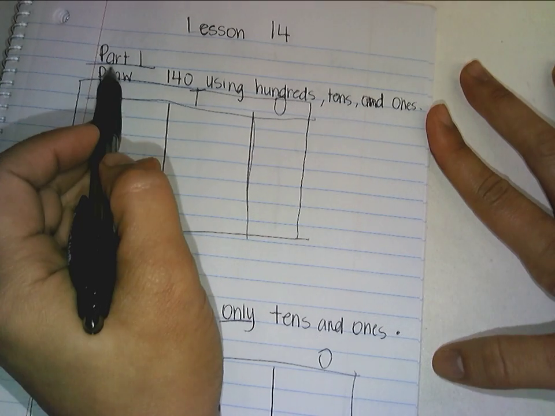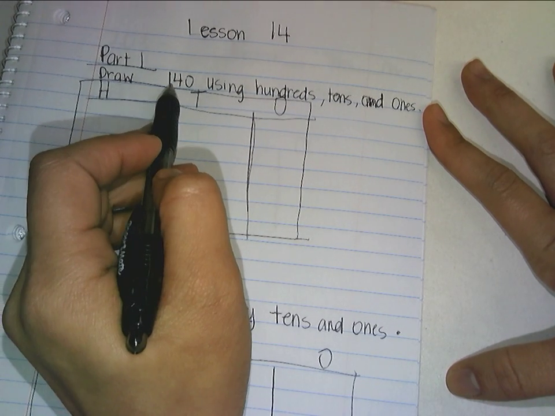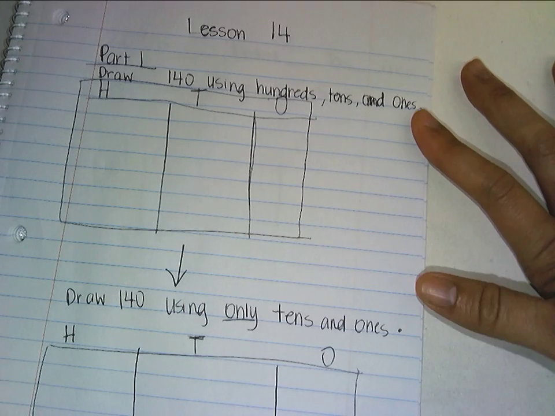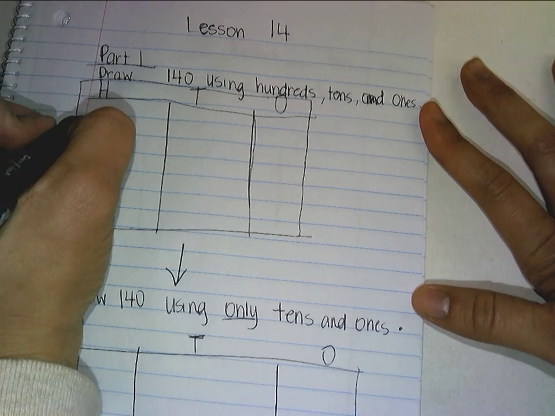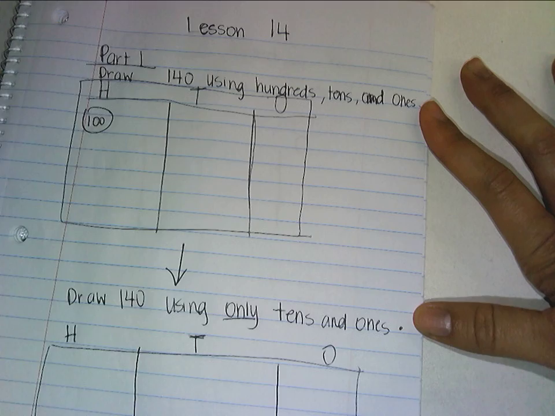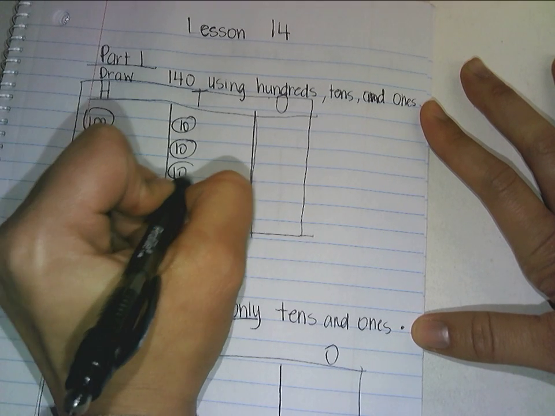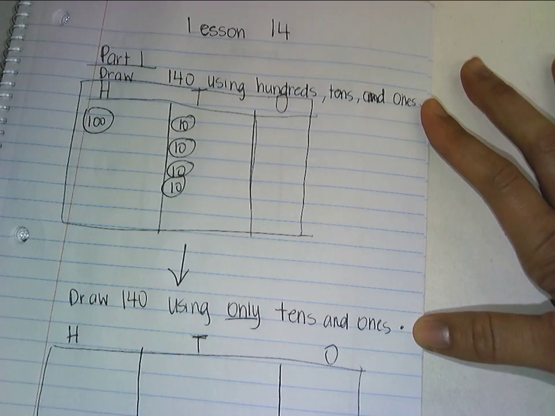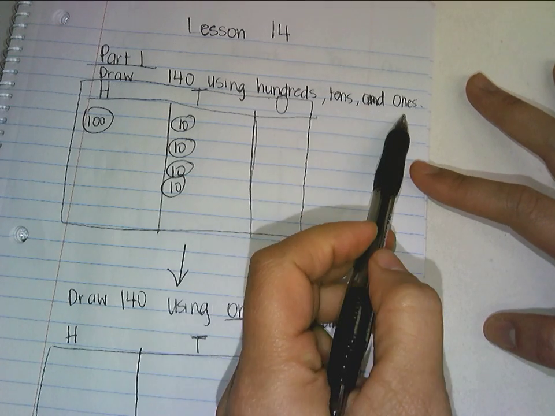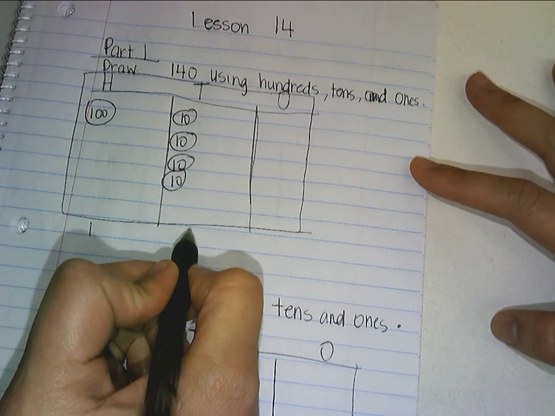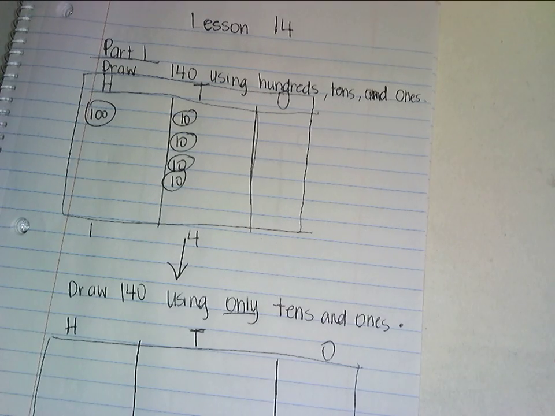So let's look at this first question. It says draw 140 using hundreds, tens, and ones. So I'm going to use my place value chart. I have 100 and 4 tens. And no ones because there aren't any ones in that number. So I used hundreds, tens, and ones, but I don't need any ones. So I have 100, 4 tens, 0 ones.